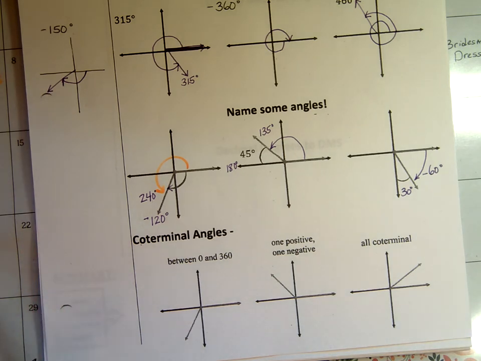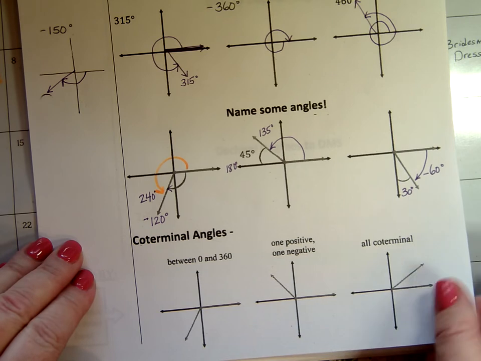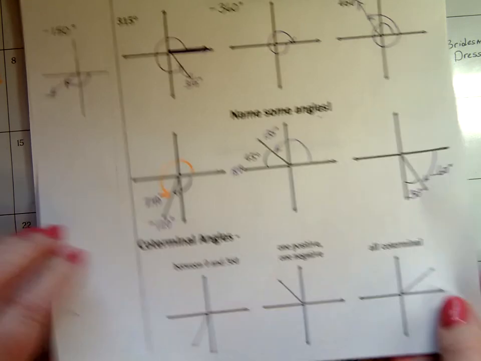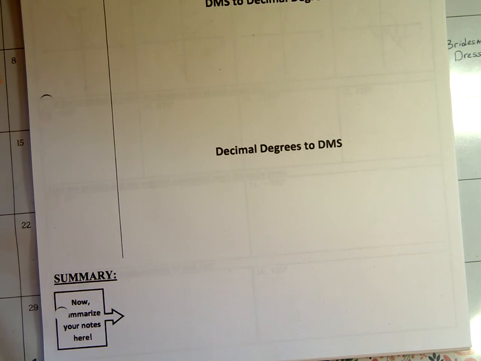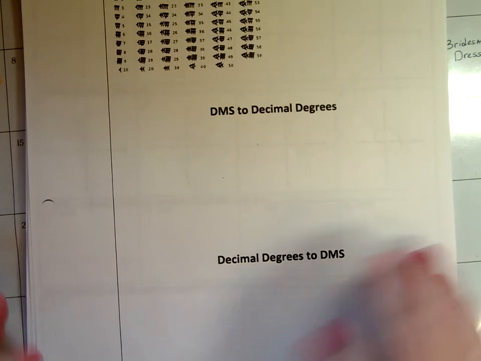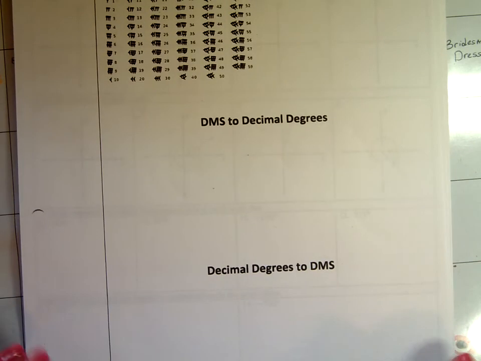Now these coterminal angles, we're going to come back to those. We're going to actually end with them because they're going to take us some practice to do. So we're going to come back to the coterminals, and we're going to talk a little bit more about how they write these angles.